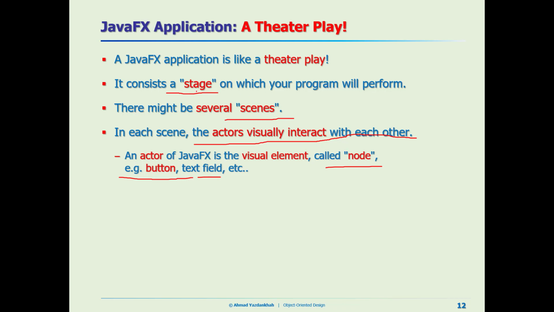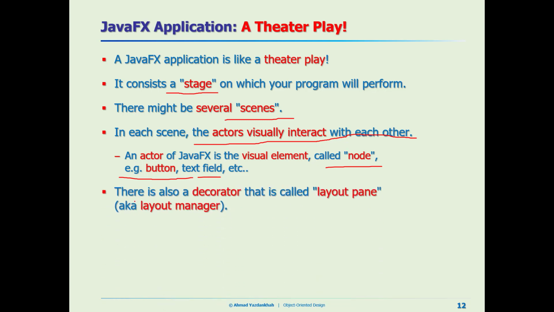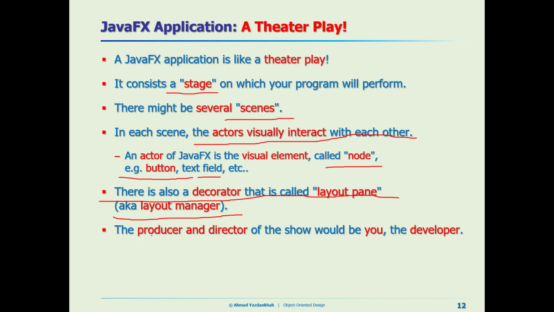Okay, so stage, scenes, and actors, and also we have a decorator that we call a layout pane or layout manager. Its job is to manage and locate and relocate those nodes or those actors. All right. And also we have a producer and director, that is you as a developer. Okay. All right. So let me now explain briefly each of these, but not particularly in this order.